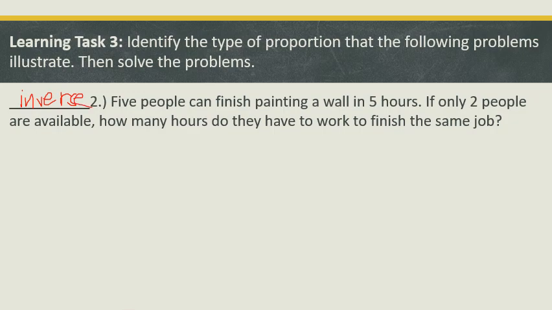Ilang tao dun sa una? 5 people. Dito, people muna tayo. Sulat muna natin dito para hindi tayo malito. Sa una, 5 people, ilang oras natatapos? 5 hours. Kabila naman, kung 2 tao lang siya, ilang oras daw siya? Kung ito ay inverse, magka-partner ito at saka ito. Ito ang pagre-ratiohin natin at saka ito. So, 5:n as 2:5.